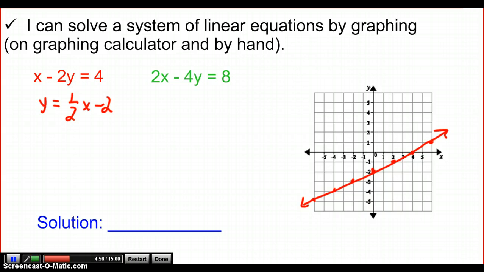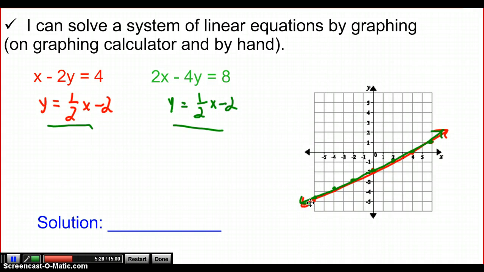Now if we solve the second equation, 2x minus 4y equals 8. If we subtract 2x and then divide by negative 4, we would have y equals 1/2 x minus 2, which means these two lines are the same equation. And so if we were to graph our two lines, these lines would overlap.